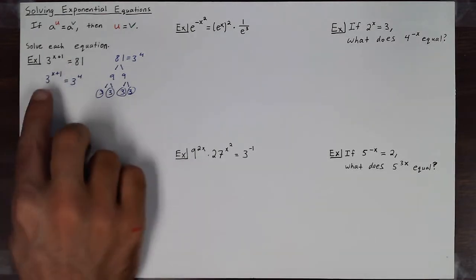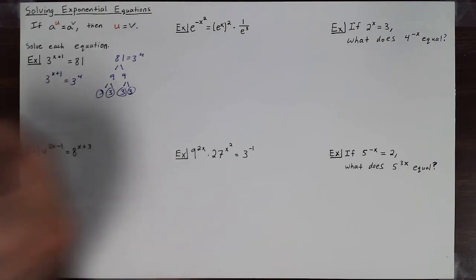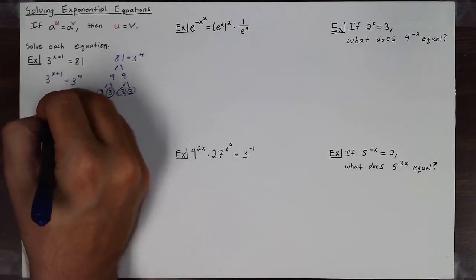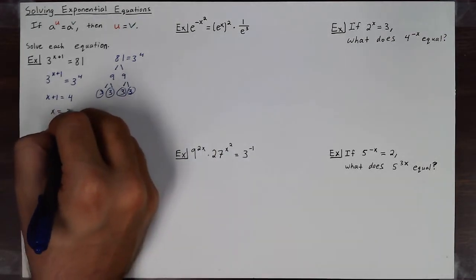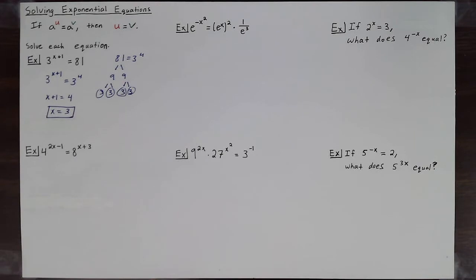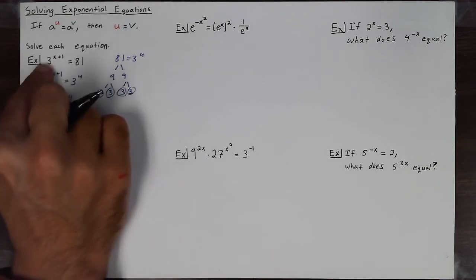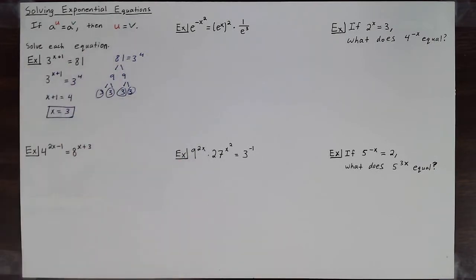But here I have 3 to the x plus 1 is equal to 3 to the 4th, which just means that x plus 1 is equal to 4. Solving that, you get x is equal to 3, which is the solution to the equation. That would be 3 to the 3 plus 1, which is 3 to the 4th, which is 81.